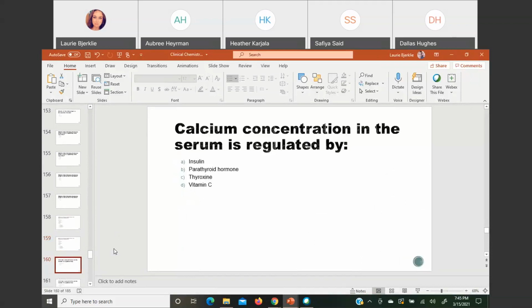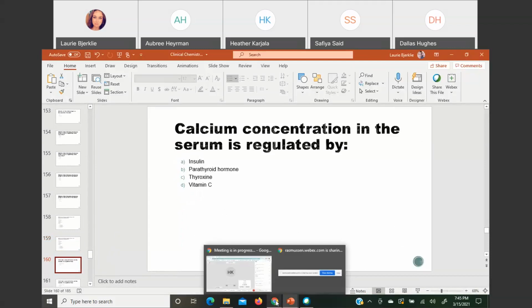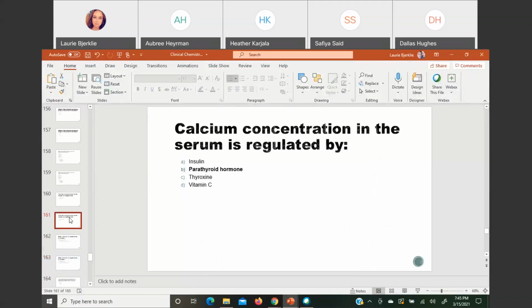Okay, calcium concentration in the serum is regulated by what? Okay, good. It is the parathyroid hormone, all about calcium concentration.